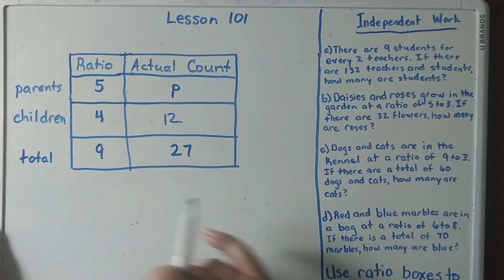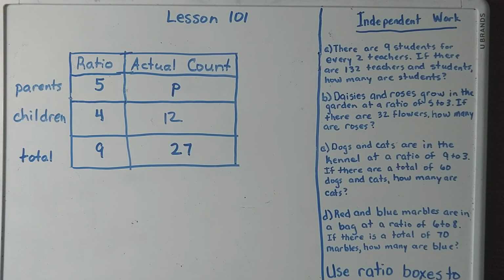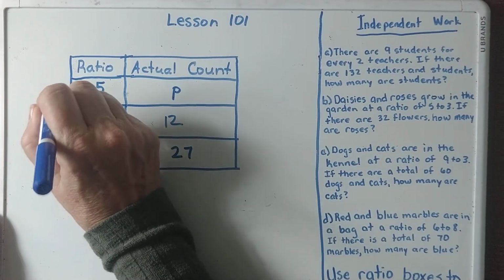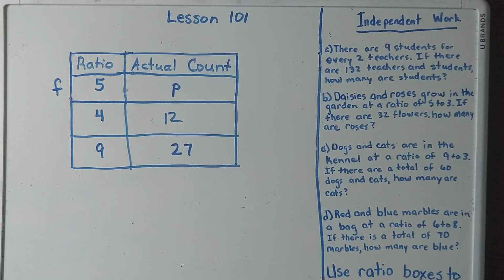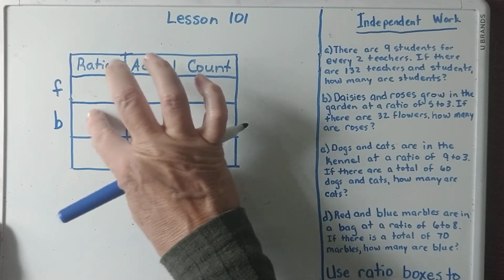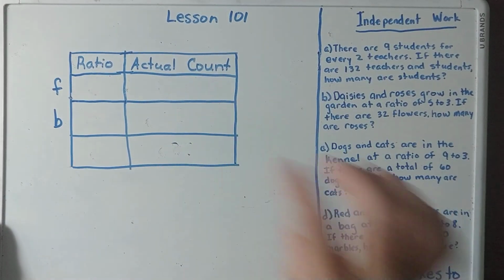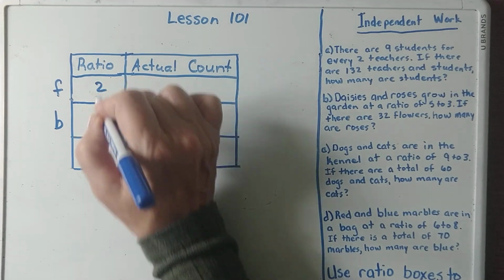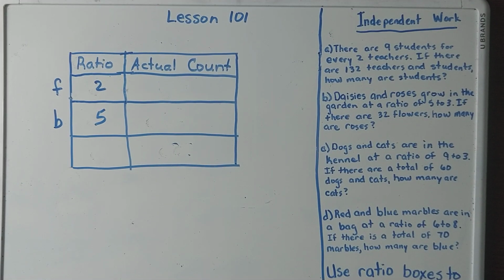All right, let's go ahead and try another one. The ratio of football players to band members on the football field was 2 to 5. Altogether, there were 175 football players and band members on the football field.